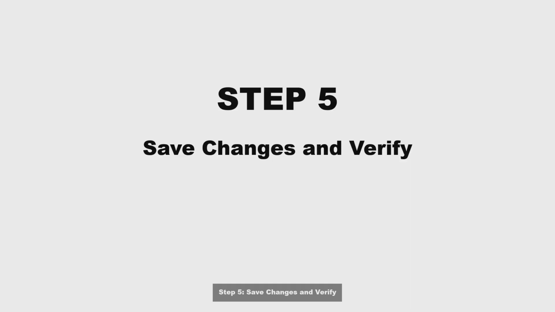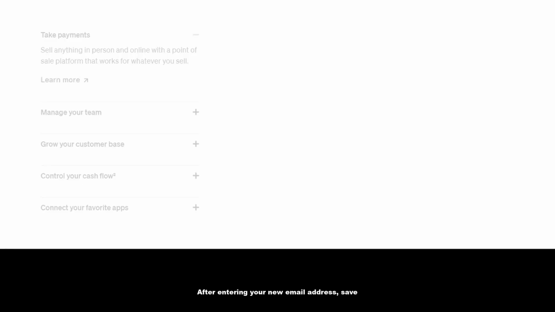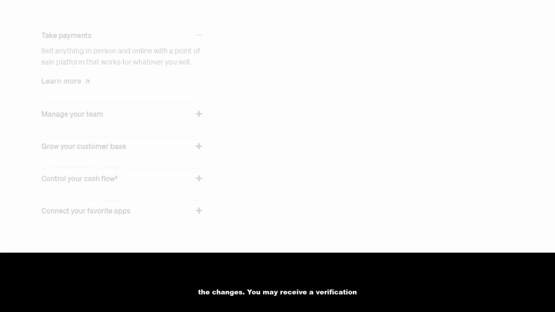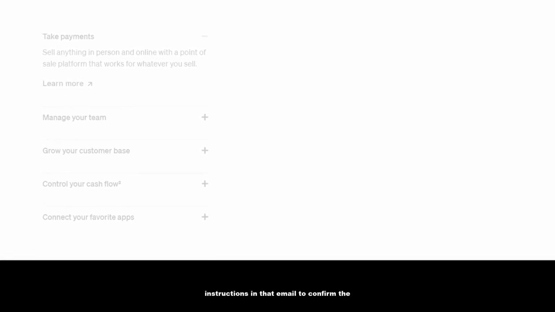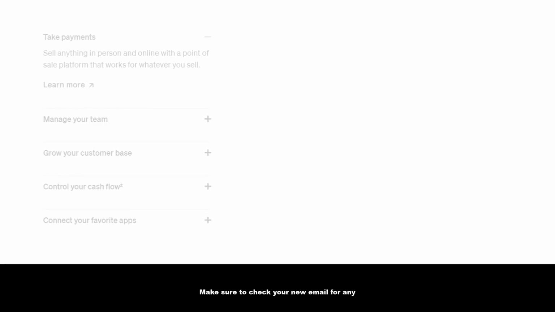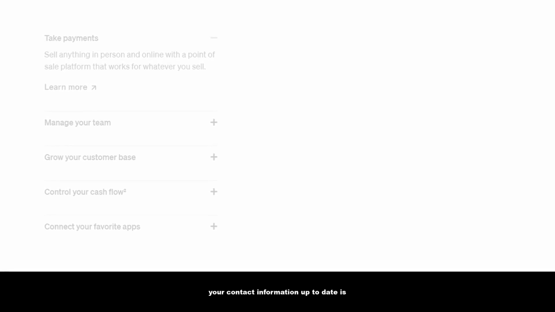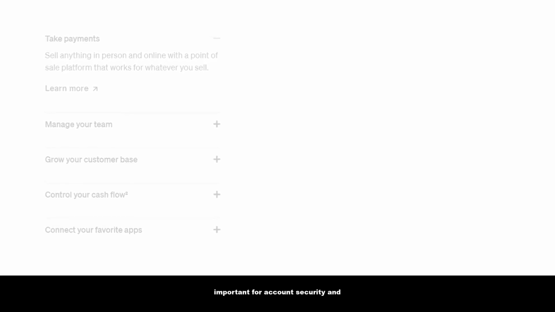Step 5. Save changes and verify. After entering your new email address, save the changes. You may receive a verification email at your new address. Follow the instructions in that email to confirm the update. Make sure to check your new email for any confirmation messages from Square. Keeping your contact information up to date is important for account security and communication.